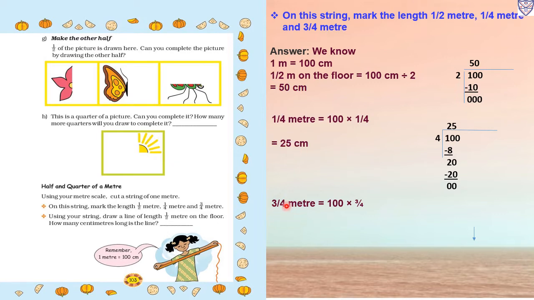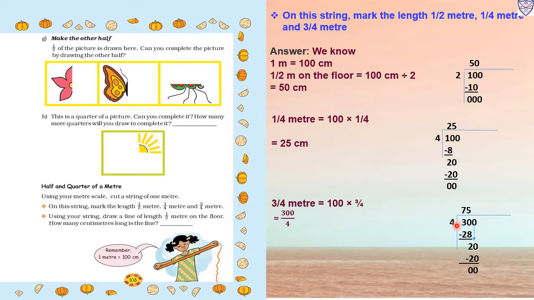Now we have to mark 3/4 meter of 100 centimeters. The 1 meter string is 100 centimeters. So 100 multiplied by 3 upon 4. So first we will multiply 100 by 3, that is 300 upon 4. Now 300 divided by 4.